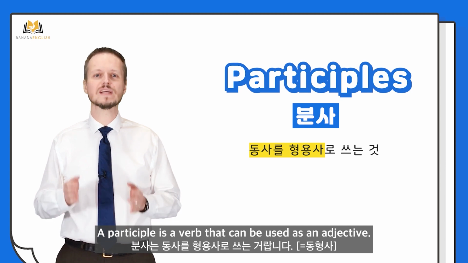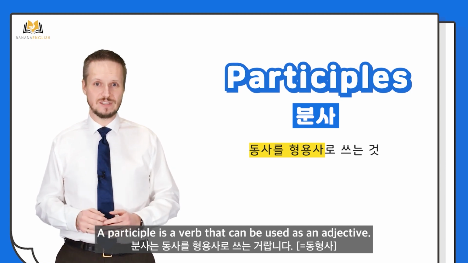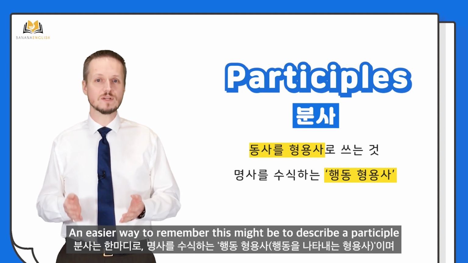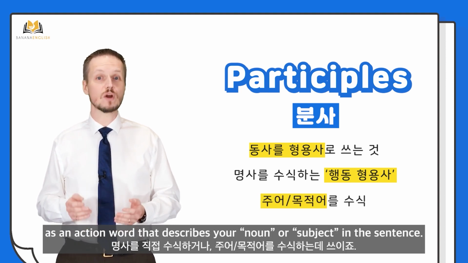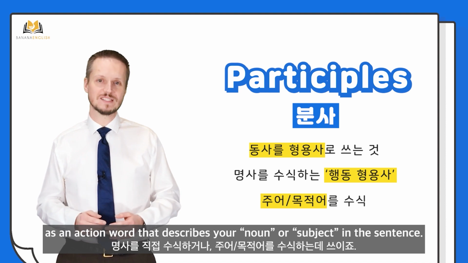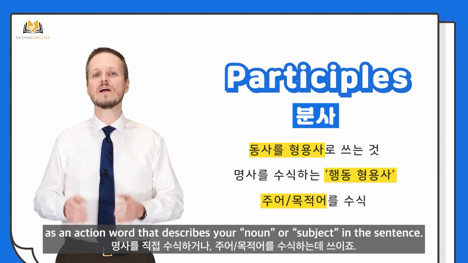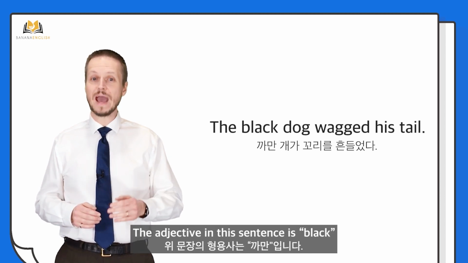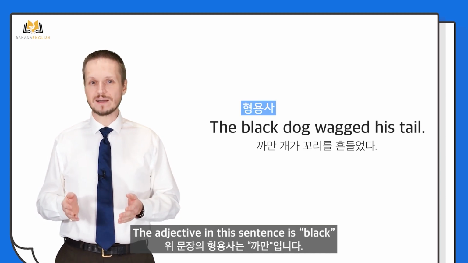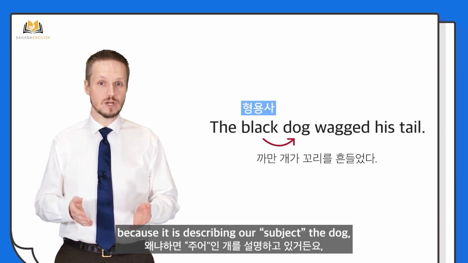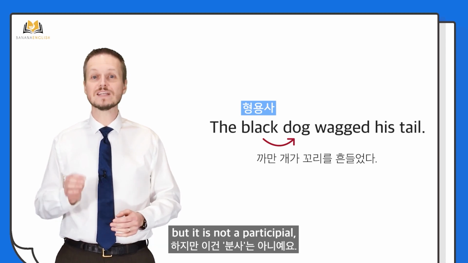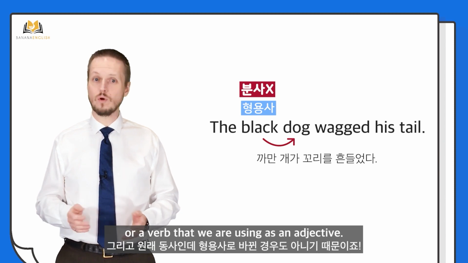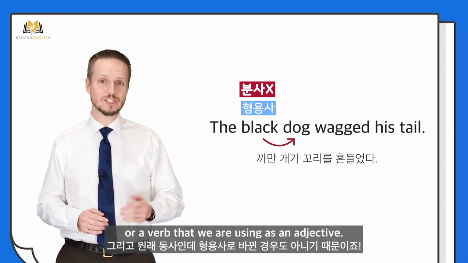A participle is a verb that can be used as an adjective. An easier way to remember this might be to describe a participle as an action word that describes your noun or subject in the sentence. The black dog wagged his tail. The adjective in this sentence is black because it is describing our subject, the dog, but it is not a participial because black isn't an action word or a verb that we are using as an adjective.